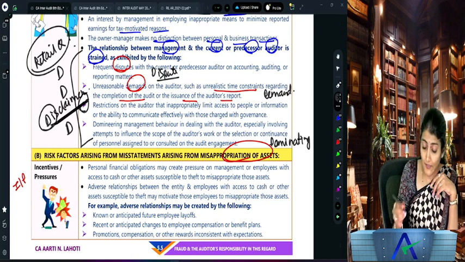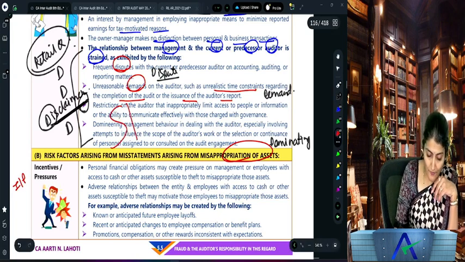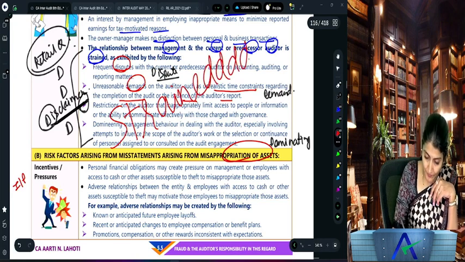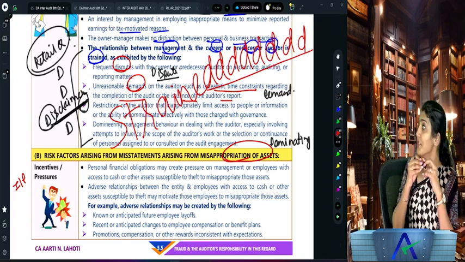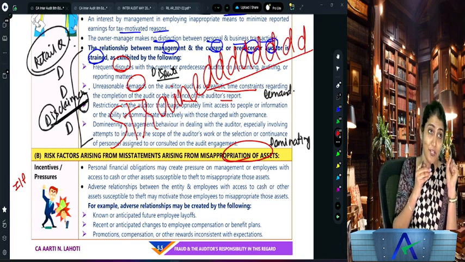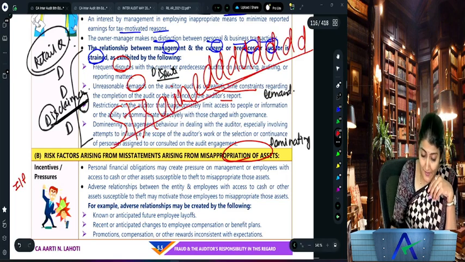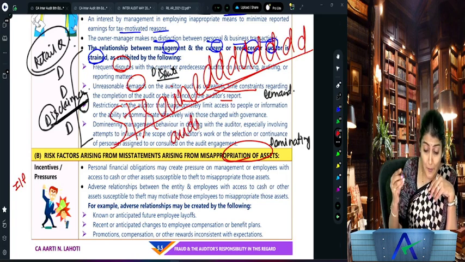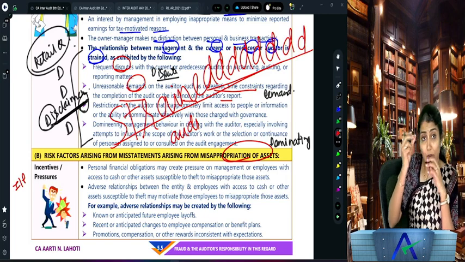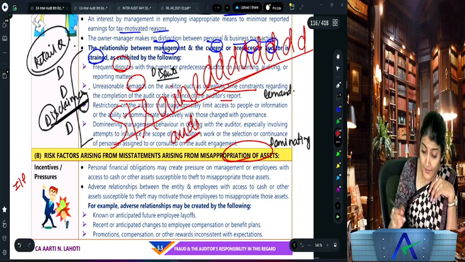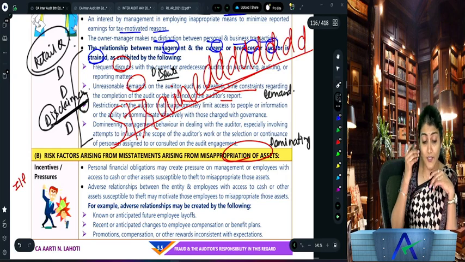So there is an array in the exam of how they will ask a question. There is a strained relationship between the auditor and the management. You know what is strained? Yes, the relationship between the management and the auditor is not going fine, right? So again, auditor, right? But most probably what they will use over there is the word strained. So what is strained?